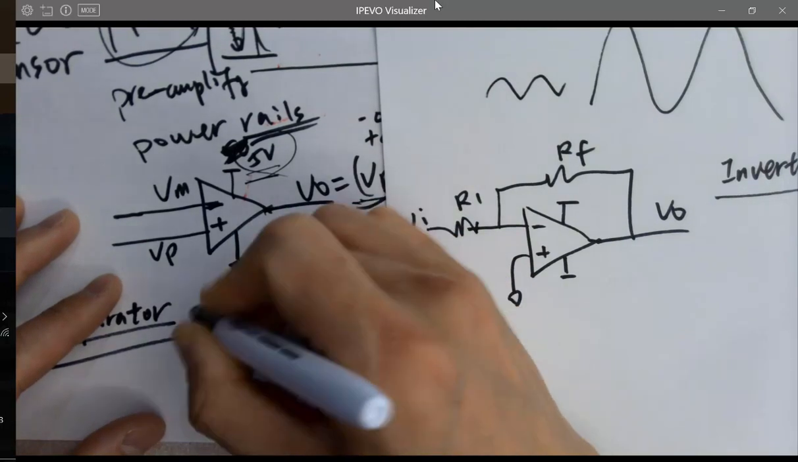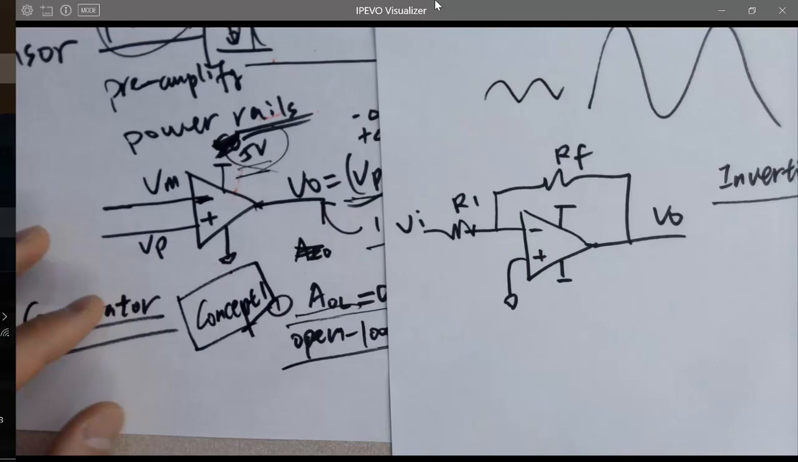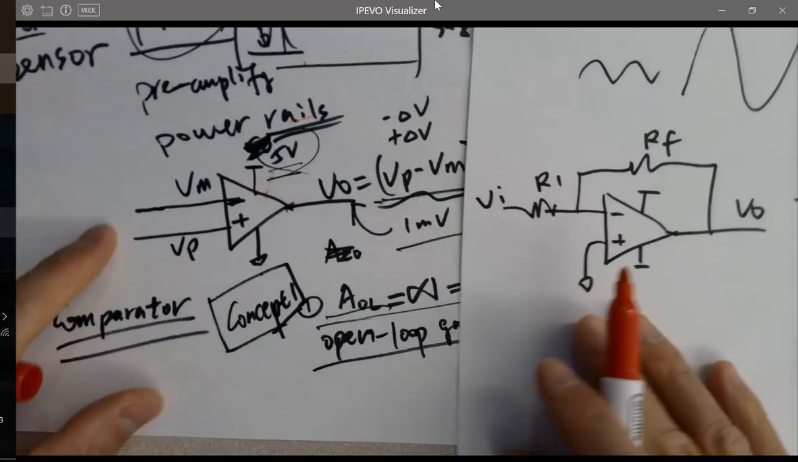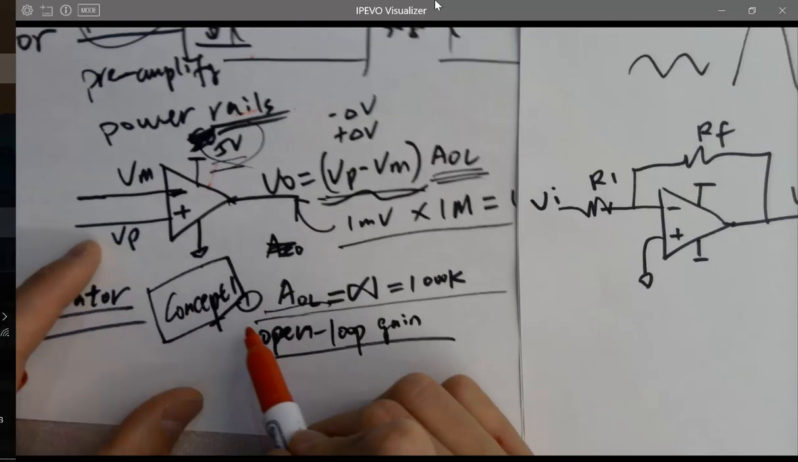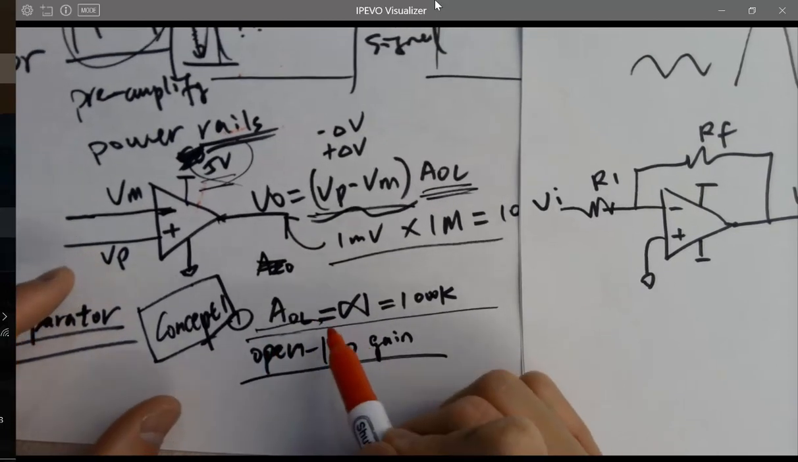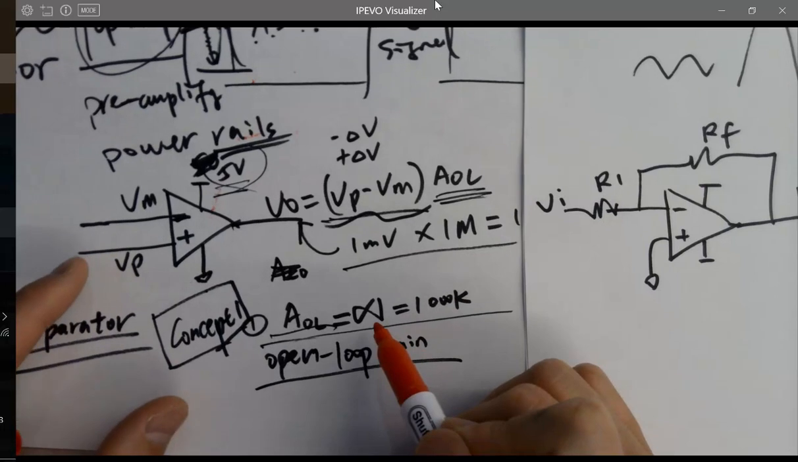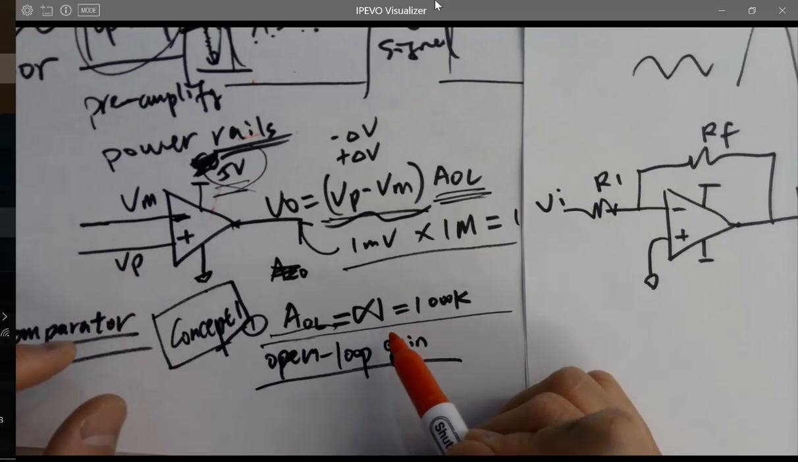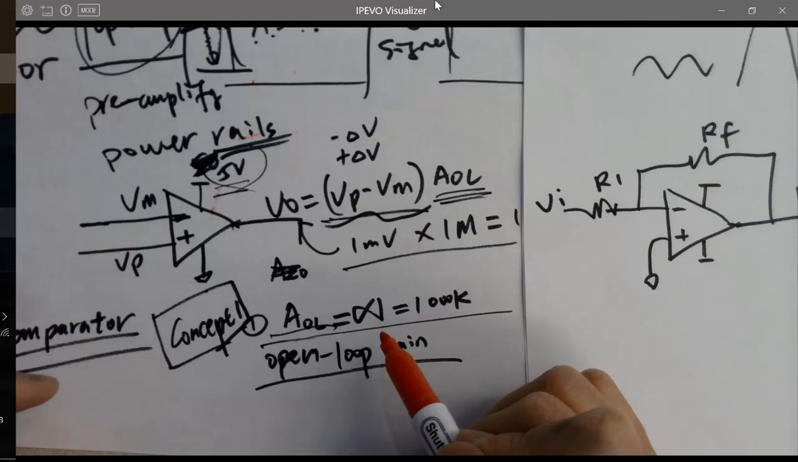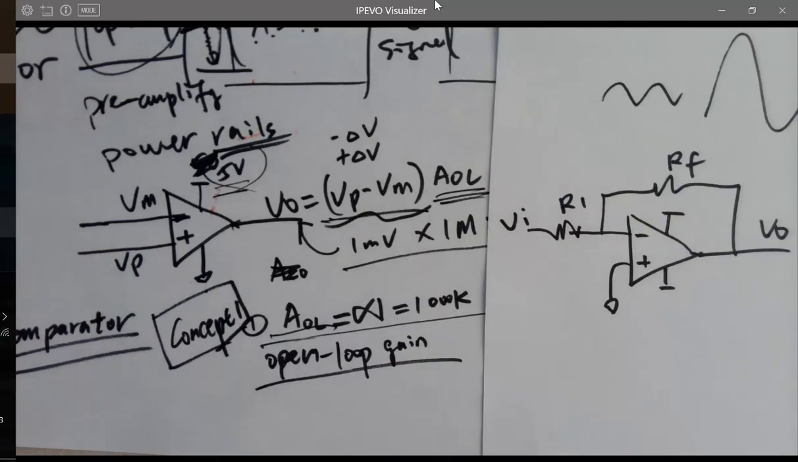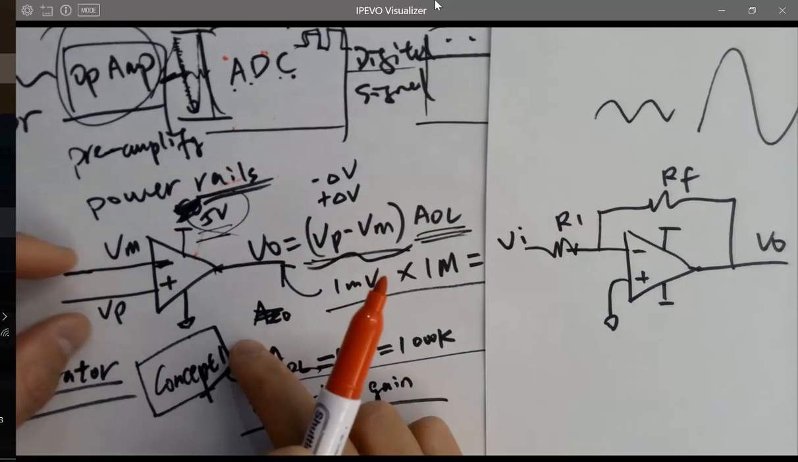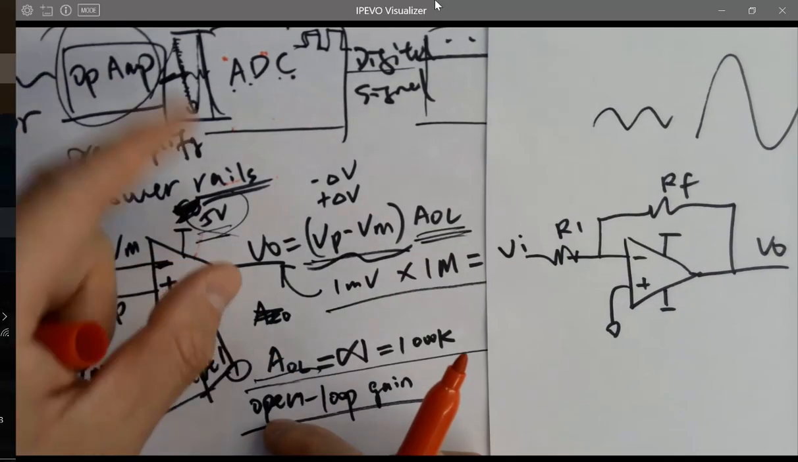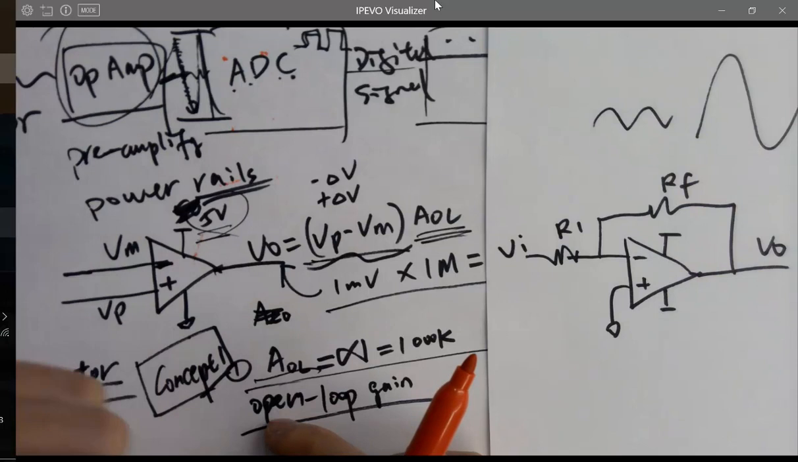I'll label the concepts that are confusing people a lot. Concept number 1: the open loop gain is infinite. So like 1 mega. Don't ask why. It's just huge, a huge open loop gain, which makes the comparator output either 1 or 0 because it's saturating the op-amp.